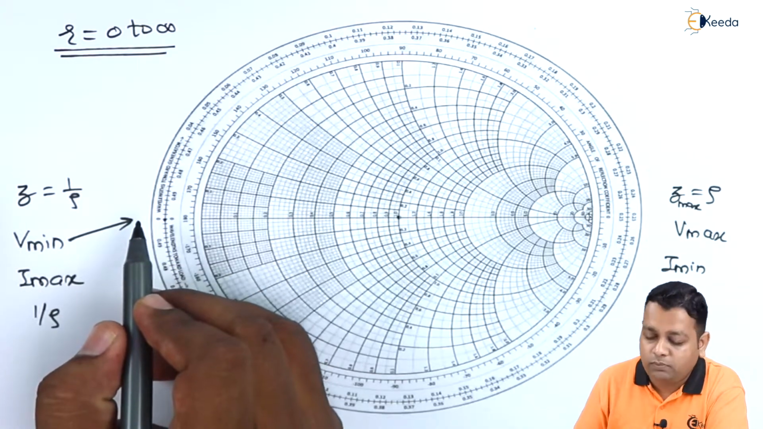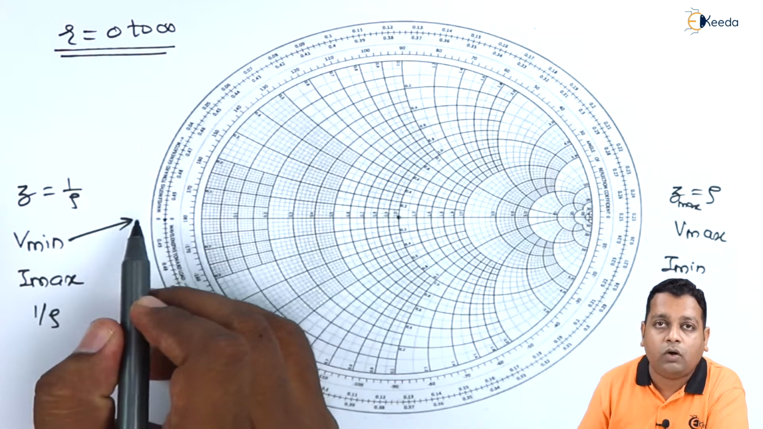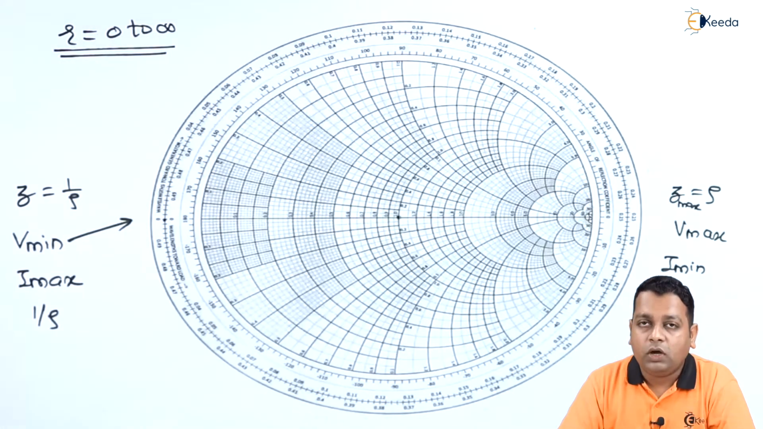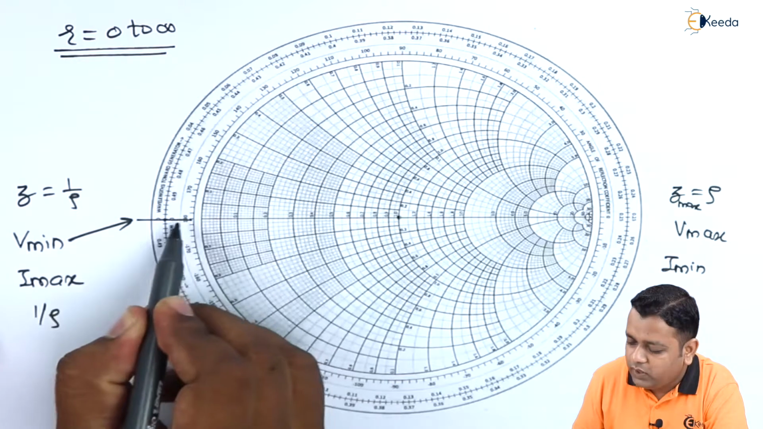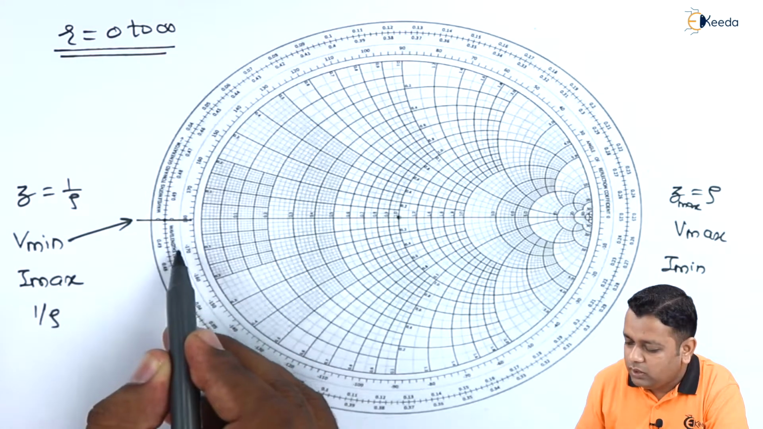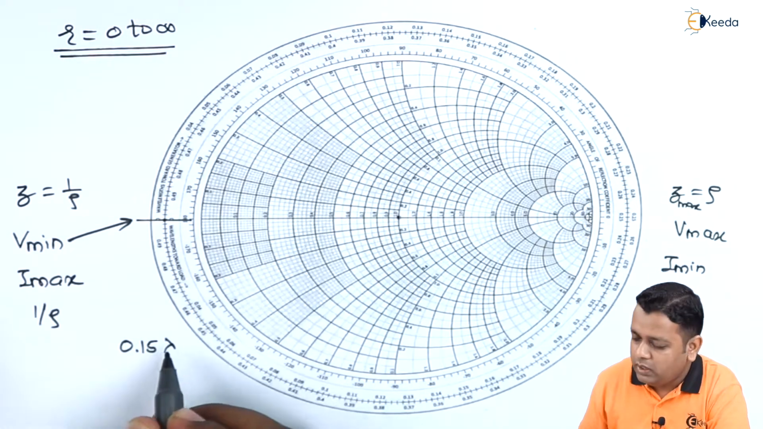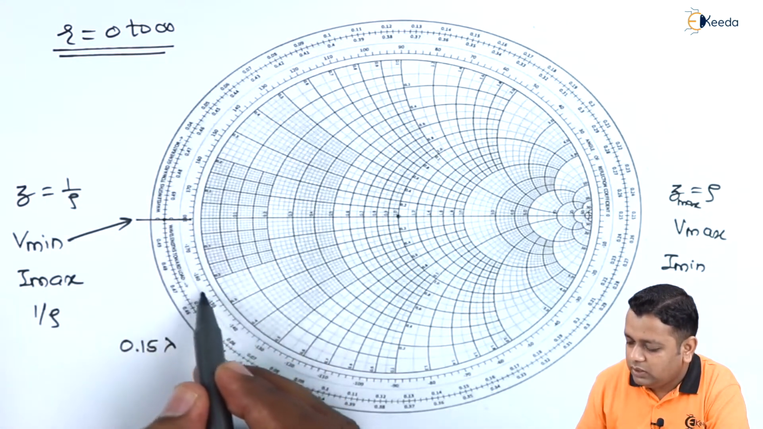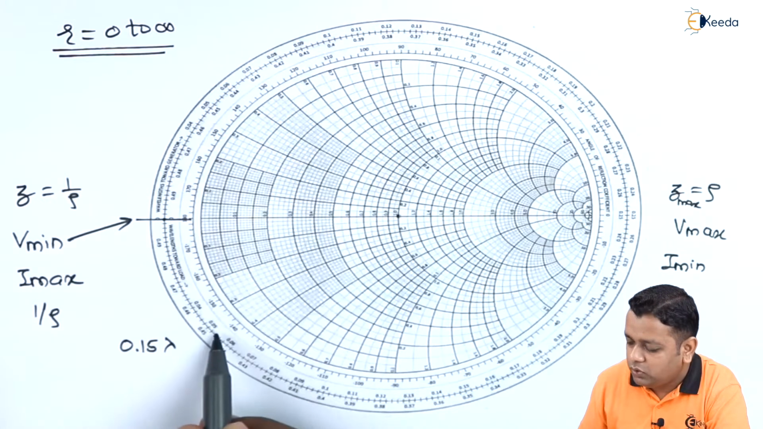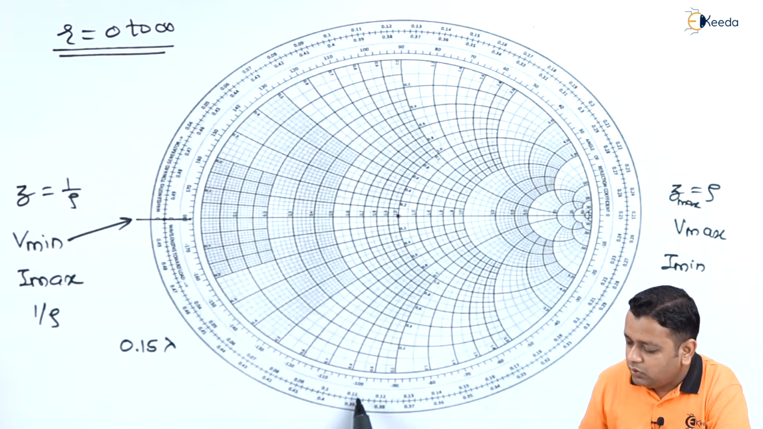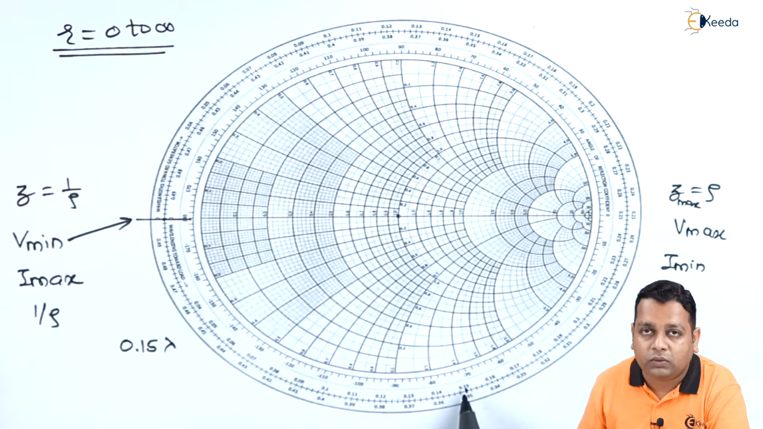As per the given problem statement, from the V minimum there will be a shift of 0.15 lambda. So as the shift is by 0.15 lambda, we start at this particular point, that is 0, and we go with the wavelengths towards the load scale. We have to go for the value 0.15 times lambda. So after 0 we have 0.04, 0.05, 0.06, 0.07, 0.08, 0.09, 0.1, 0.11, 0.12, 0.13, 0.14 and 0.15. So towards the load we have this particular marking.